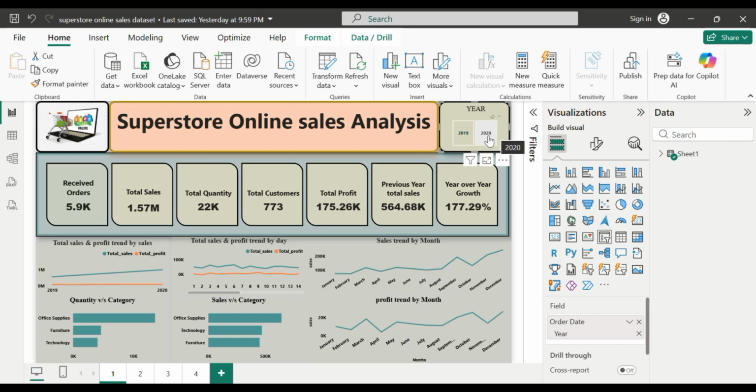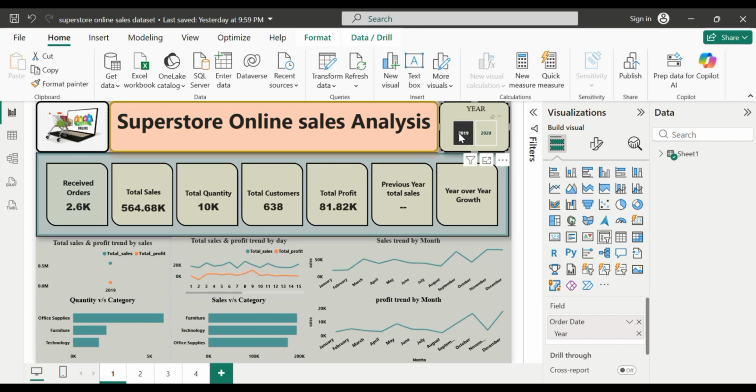This is 2020 versus 2019. Total profit for the previous year is 564.68k. Year over year growth is 177.29%. For the next year, sales growth is 177.29%. Just see.